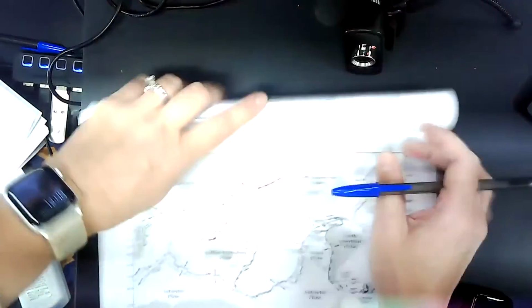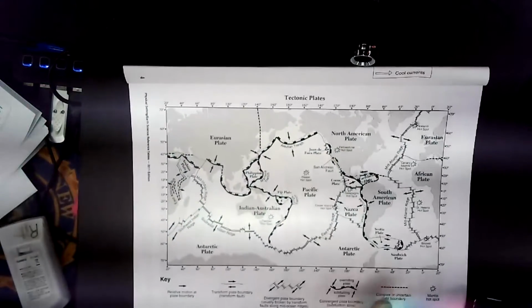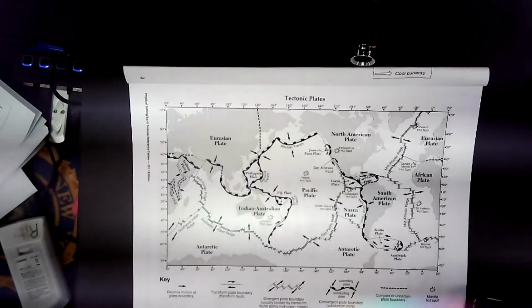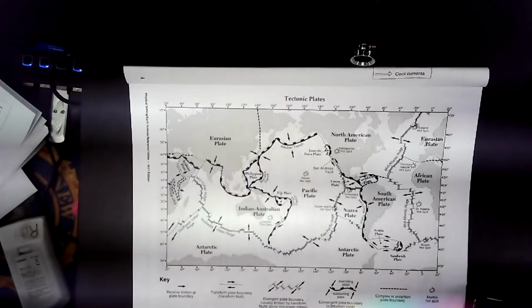Here is page 5. Now this, if you look at the title, is a plate tectonics map. You guys should know tectonic plates. You should know they bump together. They bump together, they make earthquakes, they move around. That we'll get to later this year.